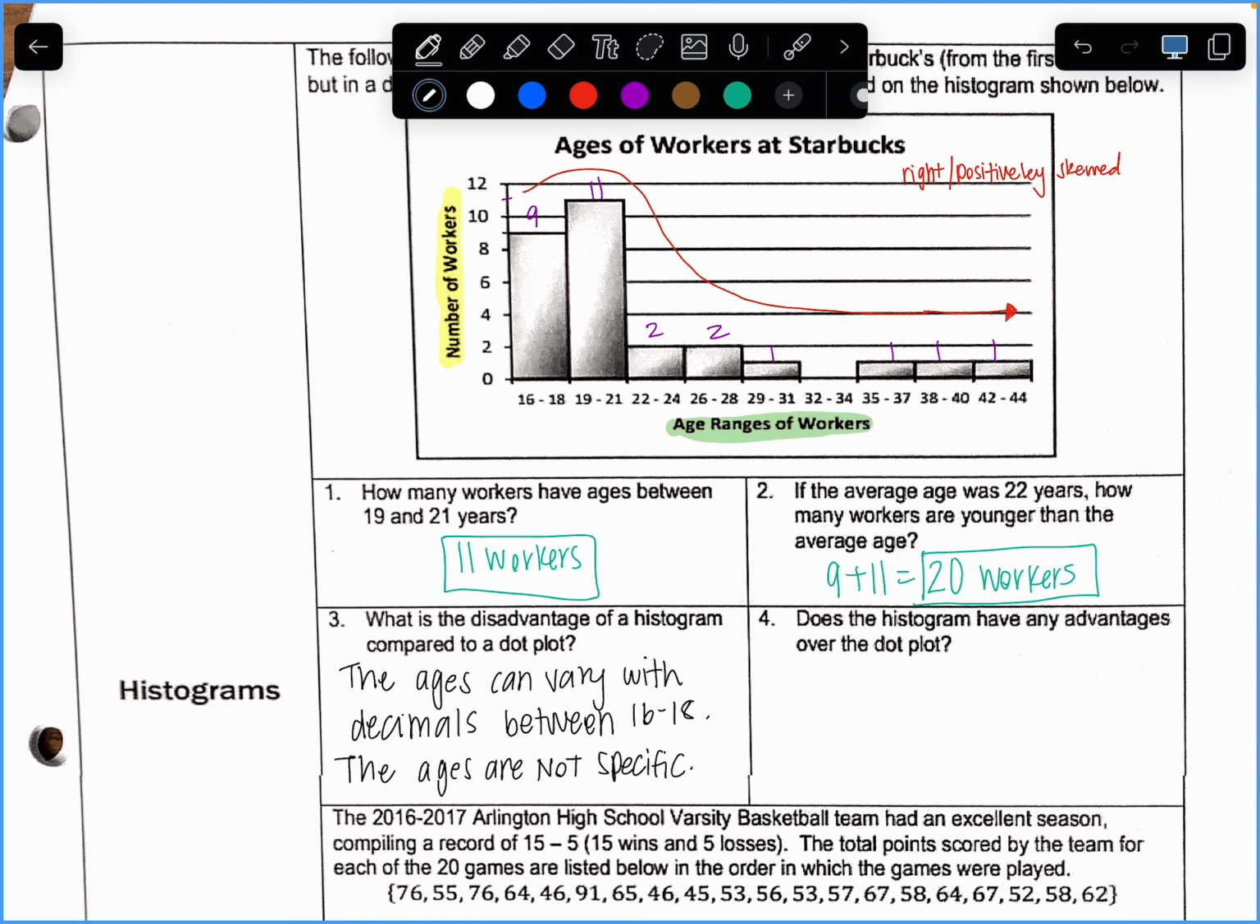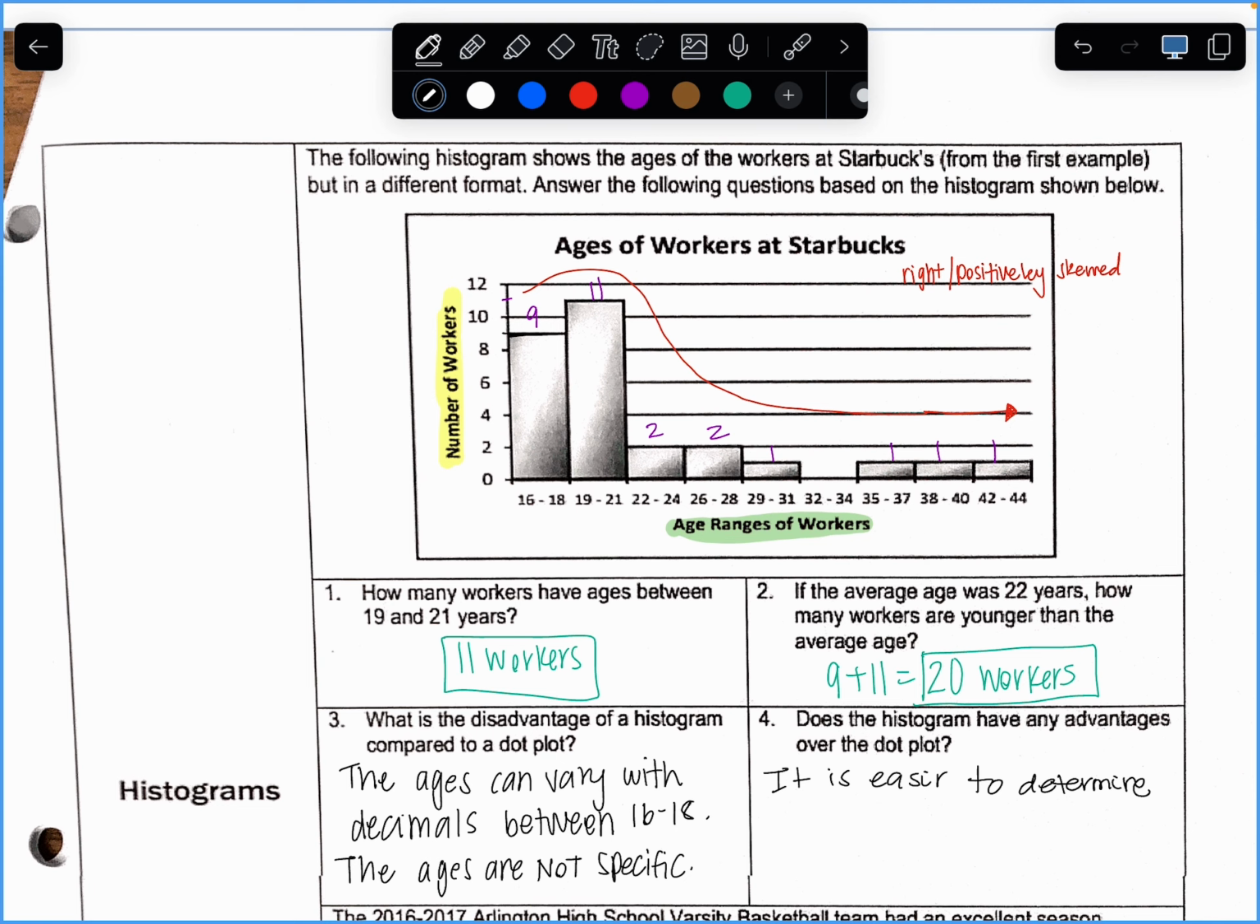Okay. Does the histogram have any advantages over the dot plot? Easier to see. Yeah, what's easier to see? Bar graph. It is easier, and it's a histogram, buddy. It is easier to determine what? This is a histogram, so it's easier to determine what? This one's easy. Data. No, look at what you're measuring. The y-axis always tells you. The number of workers. Yes, it's easier to determine the number of workers.